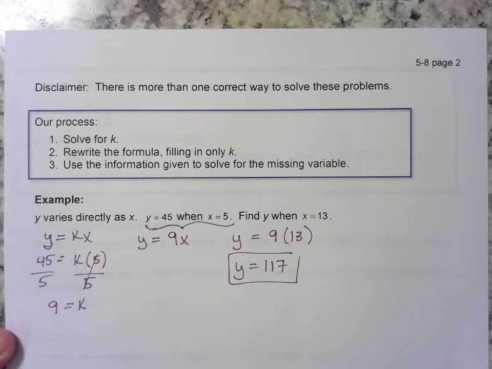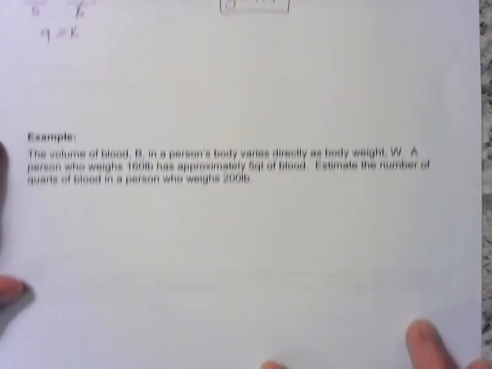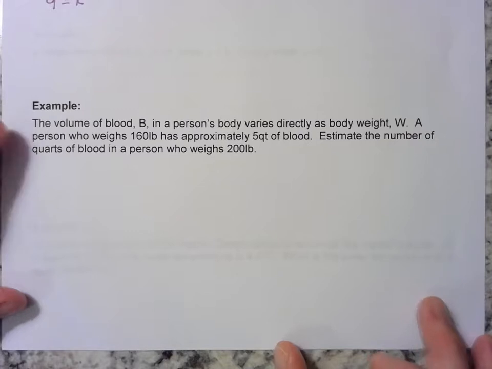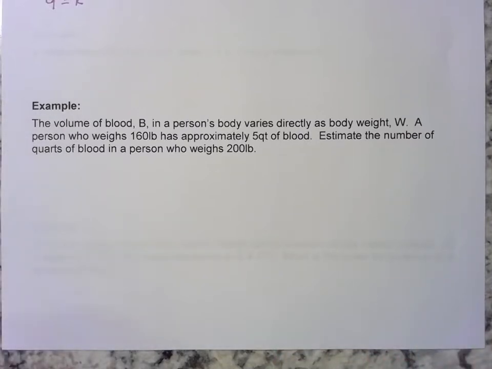Okay, how about this example? The volume of blood B in a person's body varies directly as body weight, W. A person who weighs 160 pounds has approximately 5 quarts of blood. Estimate the number of quarts of blood in a person who weighs 200 pounds. We work this exactly the same way.